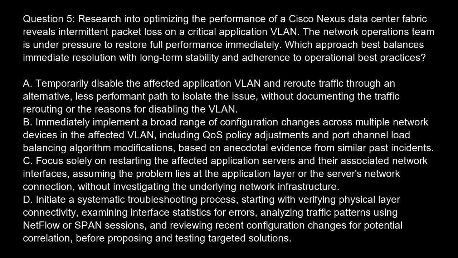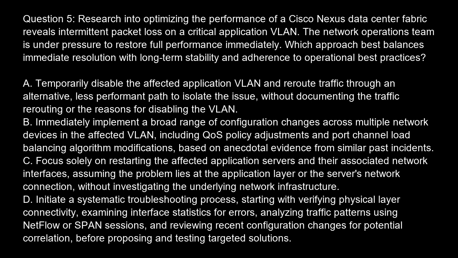Option A. Temporarily disable the affected application VLAN and reroute traffic through an alternative, less performant path to isolate the issue, without documenting the traffic rerouting or the reasons for disabling the VLAN. Option B. Immediately implement a broad range of configuration changes across multiple network devices in the affected VLAN, including CoS policy adjustments and port channel load balancing algorithm modifications, based on anecdotal evidence from similar past incidents.